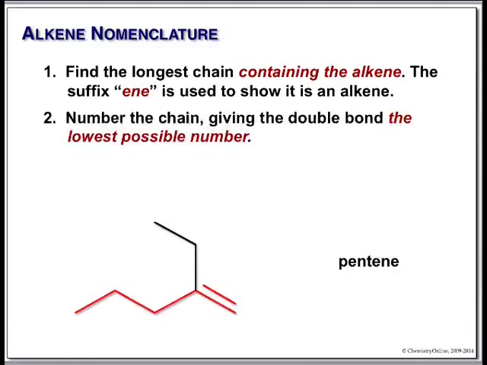Number 2, we're going to number it. But we're going to number it in such a way that we're going to give our double bond the lowest possible number. We're going to ignore all the other substituents and simply say we want our double bond to have the lowest possible number. So that means we're going to start numbering here. 1, 2, 3, 4, 5. So this isn't just a pentene, this is a 1-pentene.